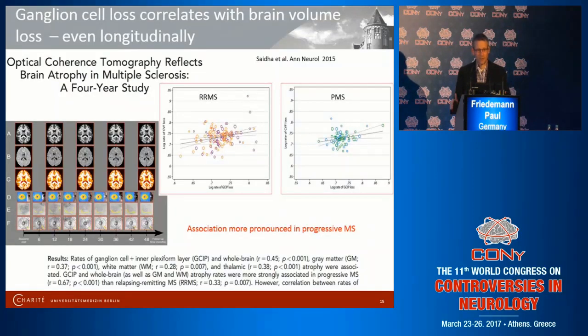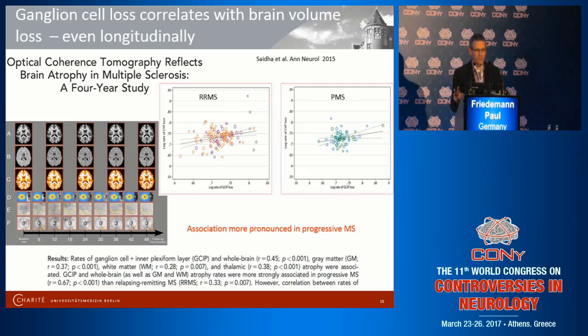On a group level, there are high correlations between brain atrophy and retinal atrophy. This is nice work from Peter Calabresi and his group, who monitored patients over a time course of 4 years with annual or 6-monthly OCTs and MRIs. And they could nicely show that there is a strong correlation between OCT and MRI measures of brain atrophy, in particular in patients with progressive multiple sclerosis.